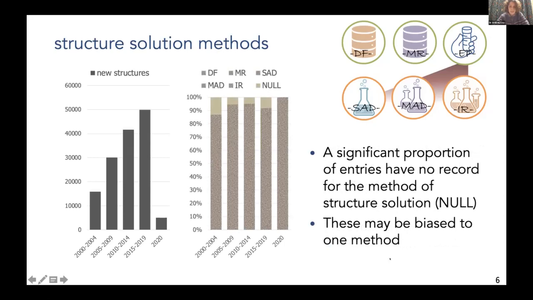So the first thing is that unfortunately, at least historically, a lot of the records are actually null, and we don't know what's in those records. It's quite possible that it's a biased sample and that it's not an unbiased sample. So I can't comment on those.